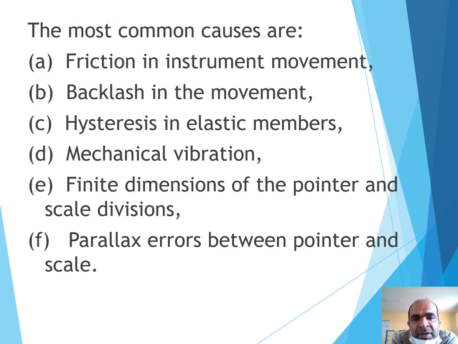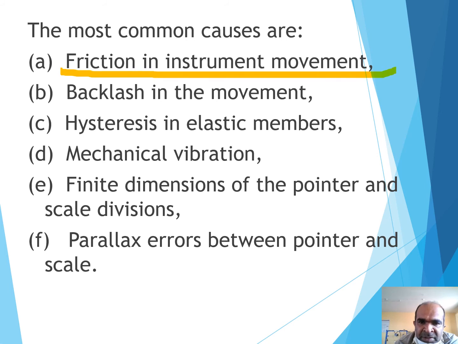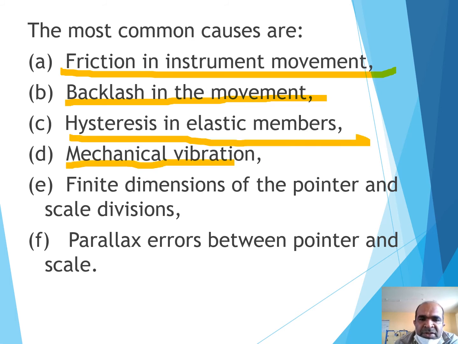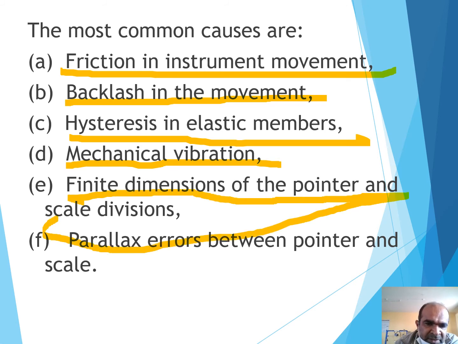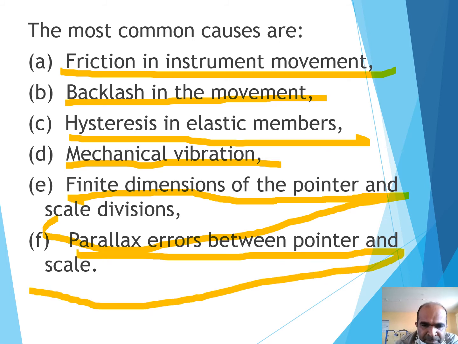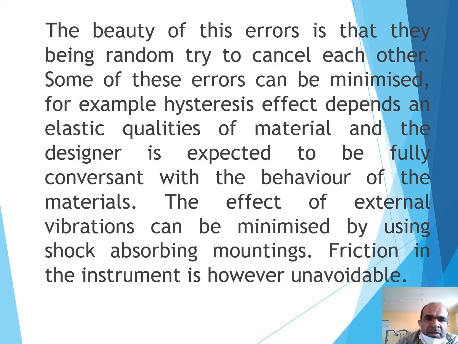What are the common causes of random errors? Friction in the instrument, backlash in the movement, hysteresis in elastic members, mechanical vibrations, finite dimensions of pointers and scale divisions, and parallax errors between the pointer and the scale. The beauty of these errors is that, being random, they try to cancel each other. Some of these errors can be minimized.